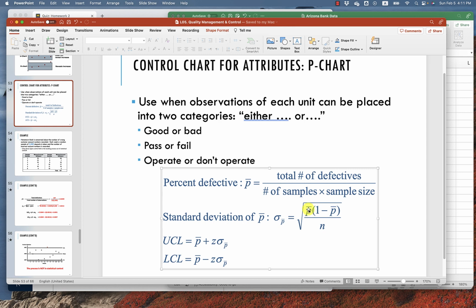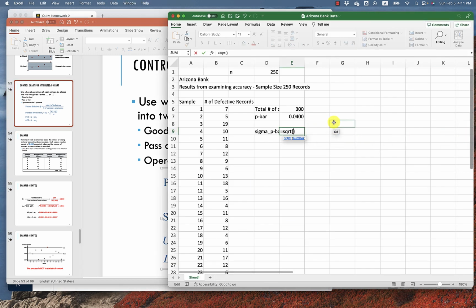Then within the square root, in the numerator, you have P bar times 1 minus P bar, and then you divide that by n, and you take a square root of the whole final thing. So we take P bar times 1 minus P bar, and then divide by the sample size n, and that's going to be our sigma P bar. And then Z is 3, so UCL and LCL now become easy.